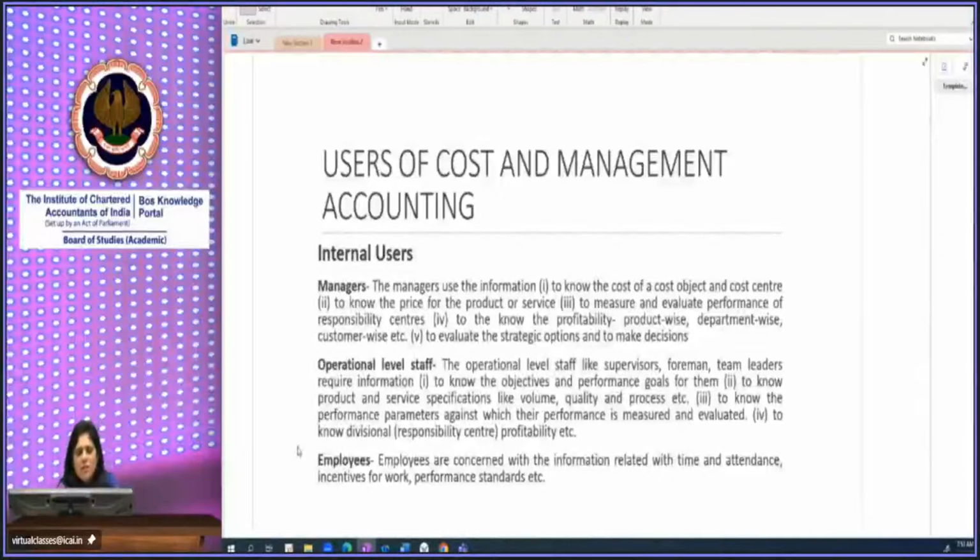All right. So operational level staff like supervisors, foremen, team leaders require information to know the objectives and performance goals for them. They need to know the product and service specifications: the product they are working on, what the requirement of that product is, what its specification is, so that there should be no error and no wastage. Clear? They need to know the performance parameters against which their performance is measured and evaluated, and to know divisional responsibility and profitability also. So they should know the departmental profitability which the management wants from the department as a whole.